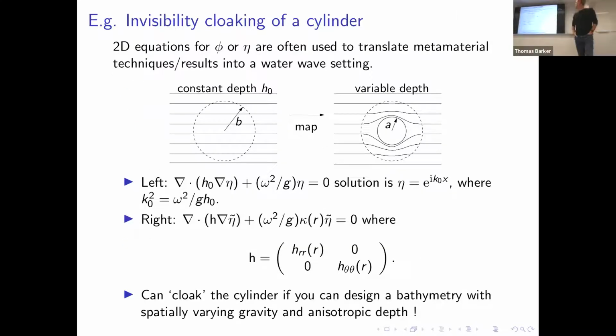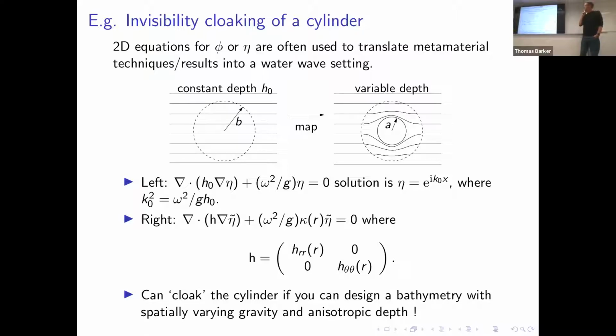So why am I looking at these two particular things? Either an equation for phi, a three-dimensional equation, which can be reduced to 2D on the basis that things are uniform, or this two-dimensional equation for eta. Why not just solve the full three-dimensional equations? The reason is that I want to appeal to things that people have done in other areas of science using metamaterials. Again, I want to apply those to a water wave setting.